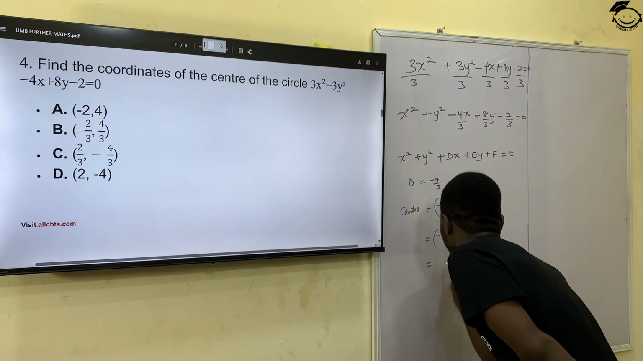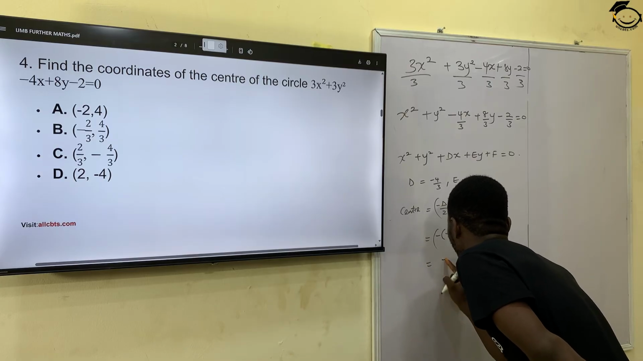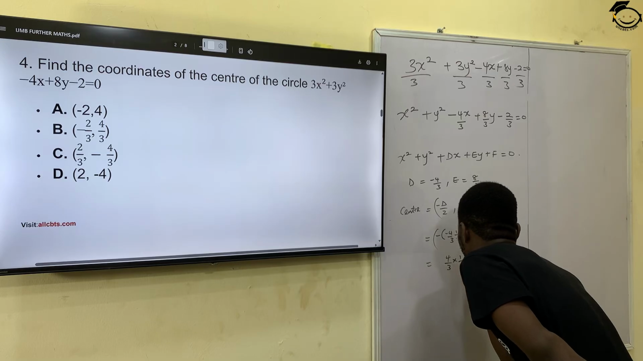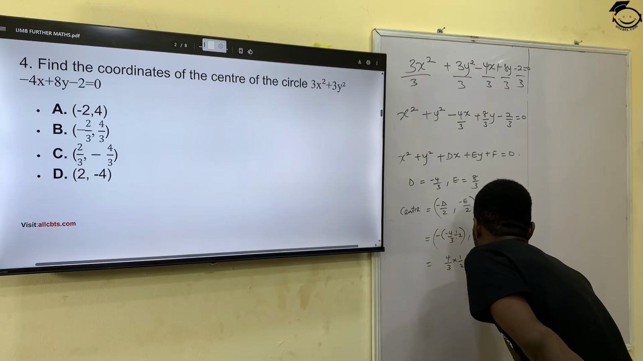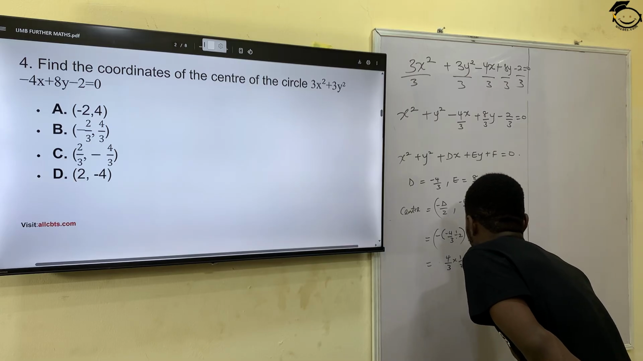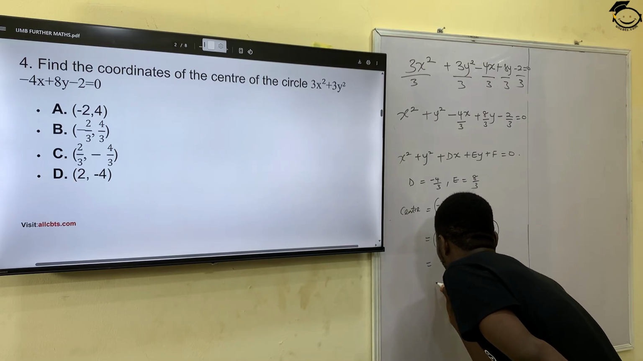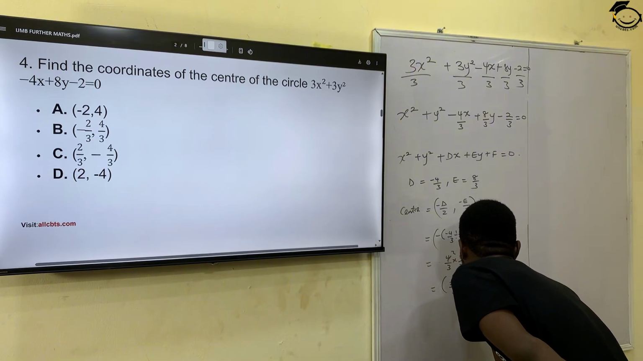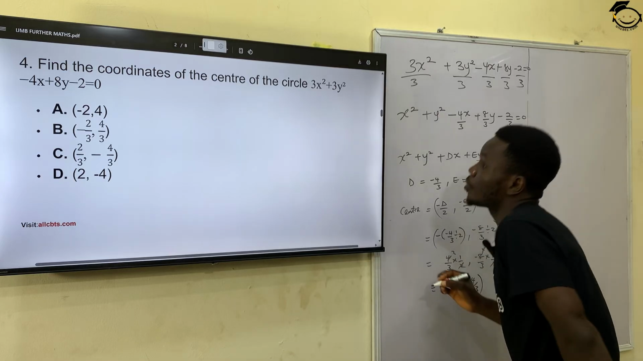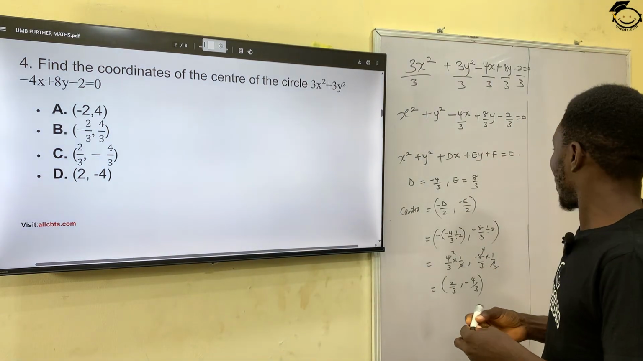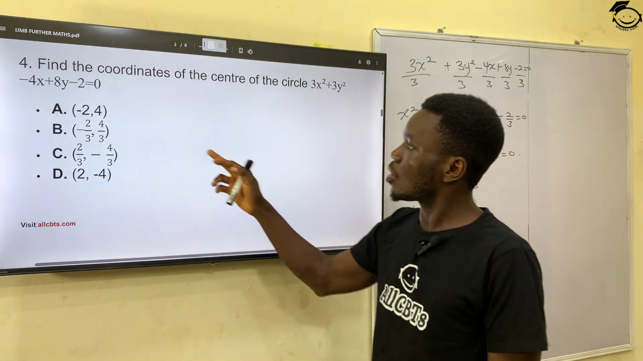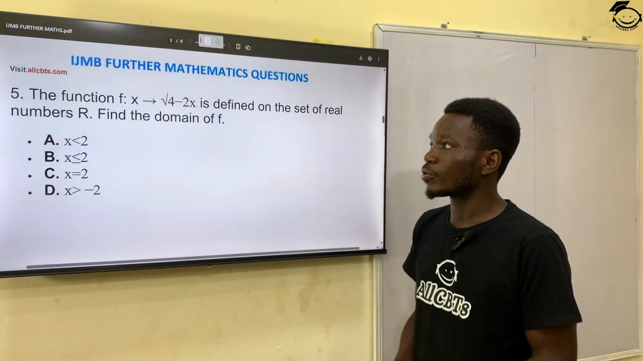So that will give me plus 4 over 3 times 1 over 2, comma, minus 8 over 3 times 1 over 2. That will give me 2 over 3, comma, minus 4 over 3. So if you look at the center of the circle, I'm going to have 2 over 3, comma, minus 4 over 3. And that is option B. So moving on to question number 5.